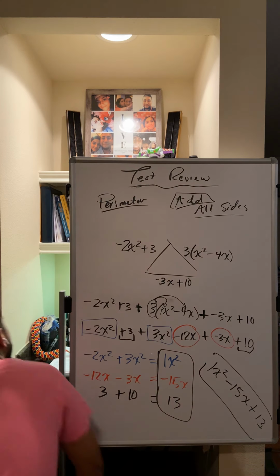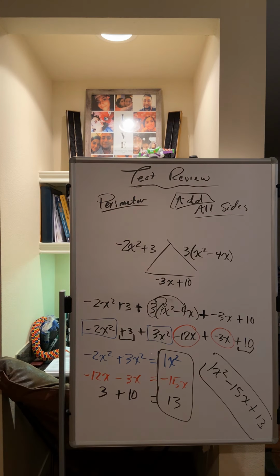And that's it, ladies and gentlemen. We just found perimeter in algebra terms. Good stuff, good stuff, good stuff. What else do we have to do? Inequalities.